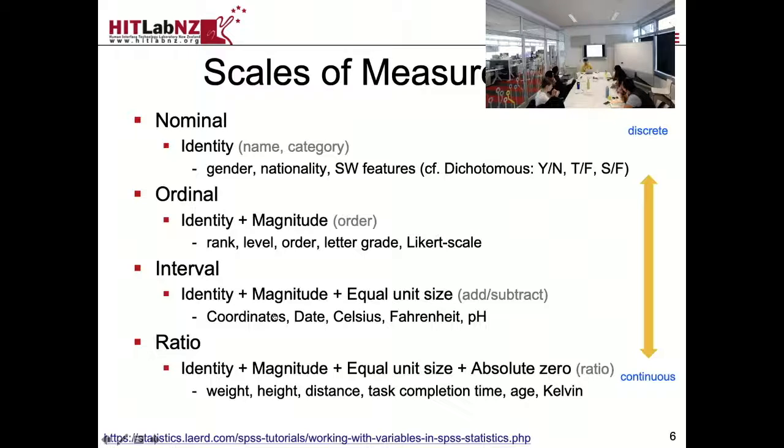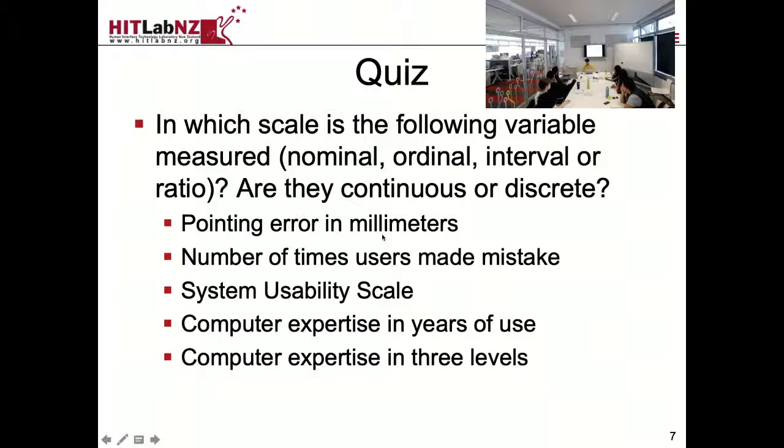Also, I want to remind you of the types of scales of measurement. Last time we talked about nominal data, ordinal data, interval data, and ratio data. Nominal data is discrete, and ratio is continuous. So this is just a simple quiz. Pointing error in millimeters. What is the type of scale of this one?